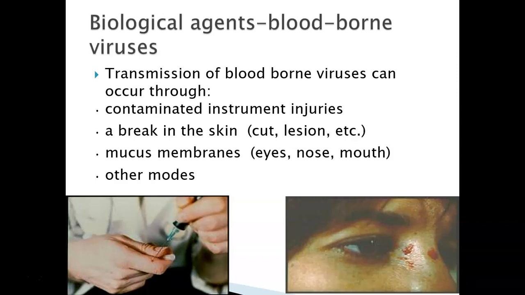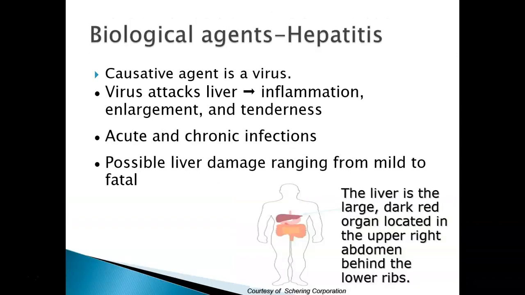Muscle, mucous membrane, eye, nose, mouth, other modes that you could think about, right? Biological agents, hepatitis. Causative agent is a virus. Virus attacks the liver, becomes inflamed, enlarged, and tenderness will follow. Acute and chronic infections, possible liver damage ranging from mild to fatal. The liver is the large dark red organ located in the upper right abdomen behind the lower ribs.